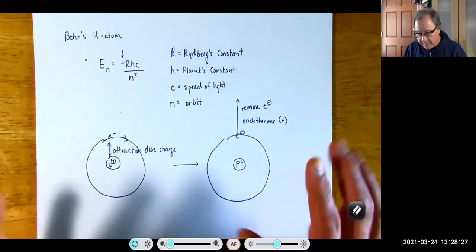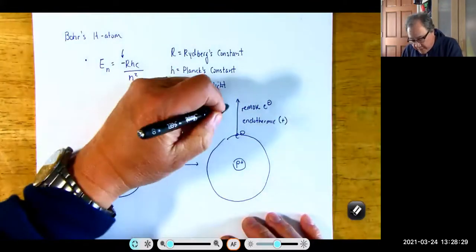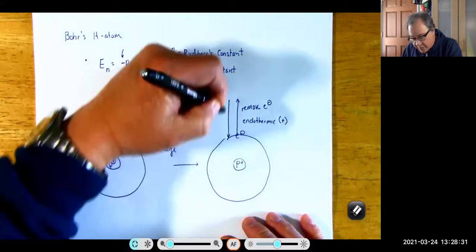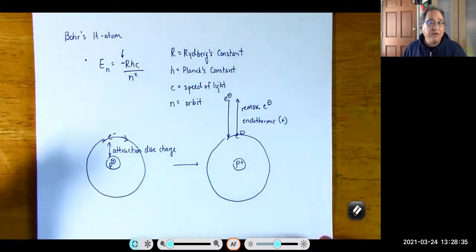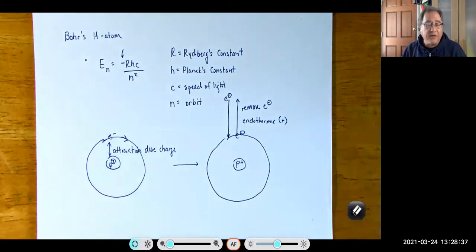Now, we learned from the previous chapter, what happens if an electron comes from outer space and ends up right there? What will happen? Will energy be absorbed or will energy be released?